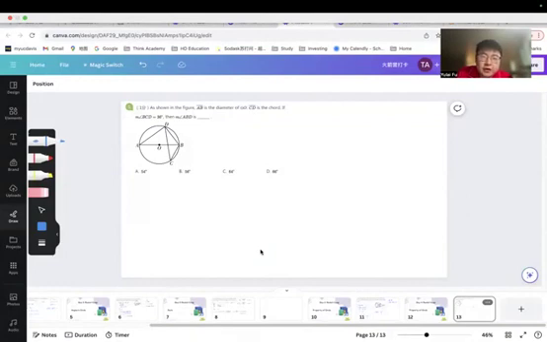As shown in the figure, we know AB is a diameter of circle and CD is a chord. If the angle BCD equals 36 degrees, what is the angle ABD?